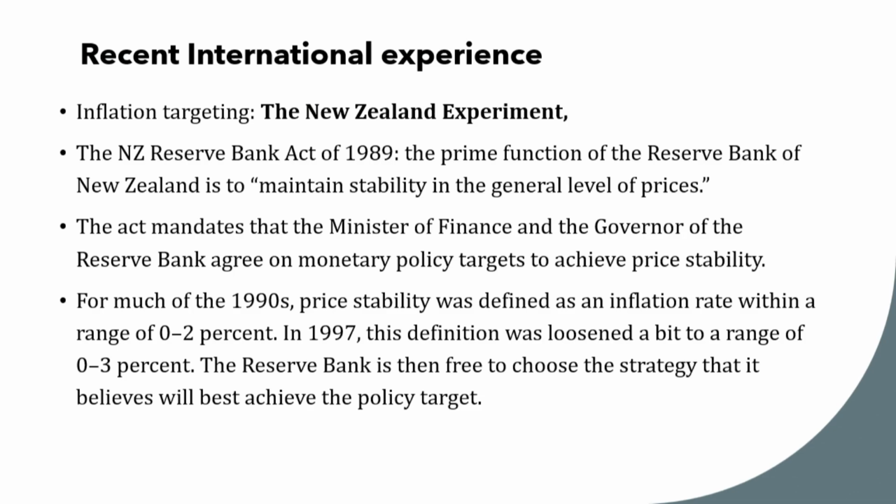So let me also give you some insights on recent international experience. New Zealand is the champion of inflation targeting. They initiated it in 1989 to maintain stability in the general level of prices. They mandate that the Minister of Finance and the Governor of the Reserve Bank of New Zealand agree on monetary policy targets to achieve price stability. For much of the 1990s, price stability was defined as an inflation rate within a range of 0 to 2%. In 1997, this definition was loosened a bit to a range of 0 to 3%.